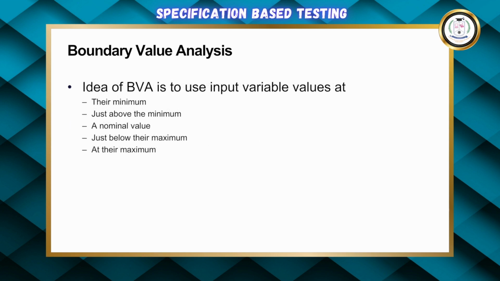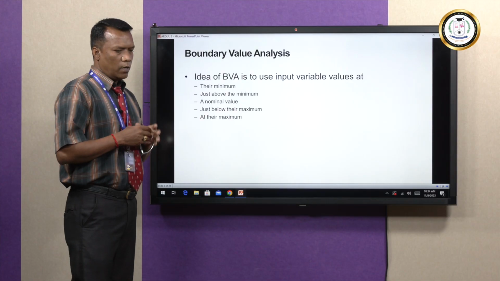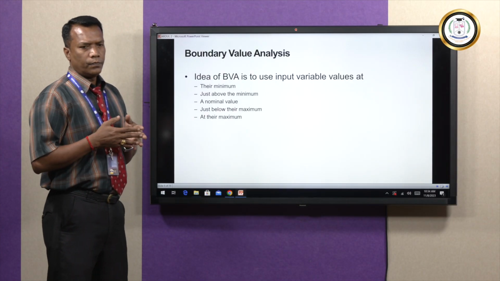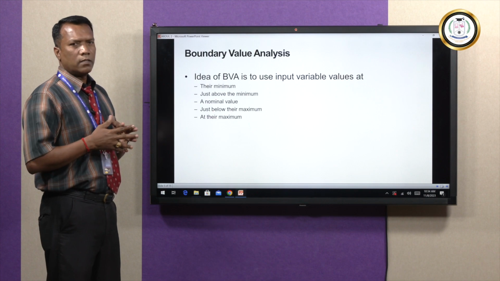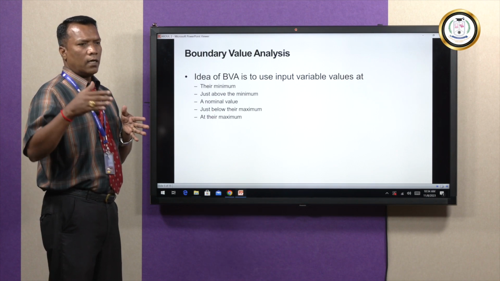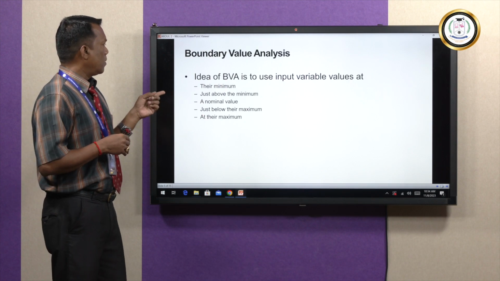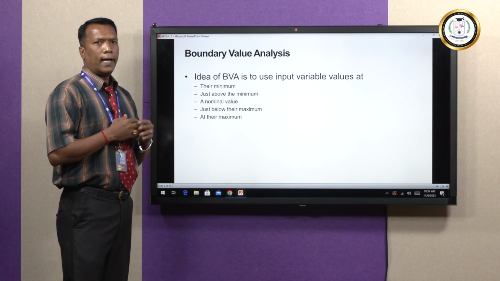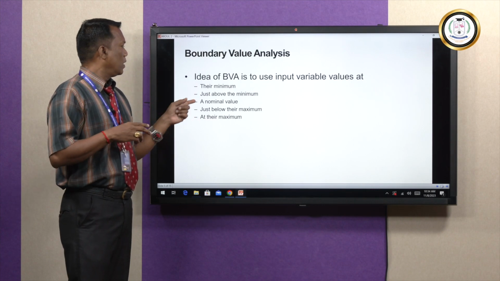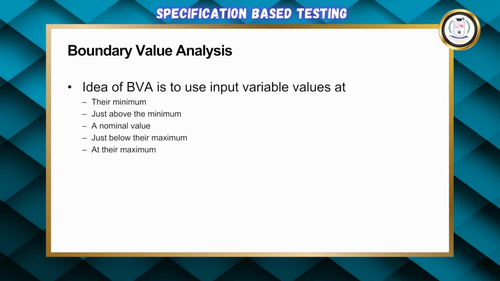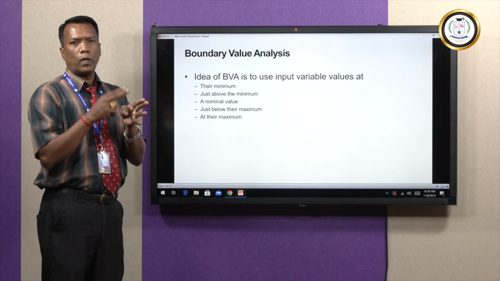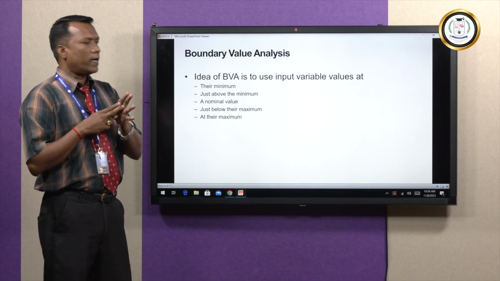The idea of boundary value analysis is to provide input variable values at their minimum. For example, if a loop goes from 0 to 100, 0 is the minimum value and 100 is the maximum. Instead of 100, let me use n, so 0 to n. The minimum value is 0. I have to concentrate on the minimum value, and just above the minimum, that is 0 plus 1, is the next value to consider.